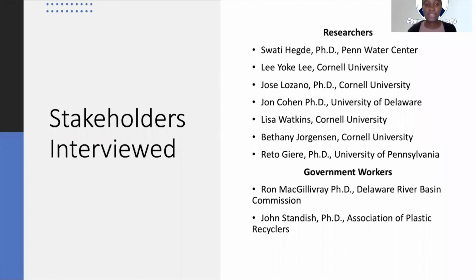So now we look at the stakeholders that we interviewed. Most of these were university researchers from Penn and Cornell, and we also had government workers who were working on this problem.